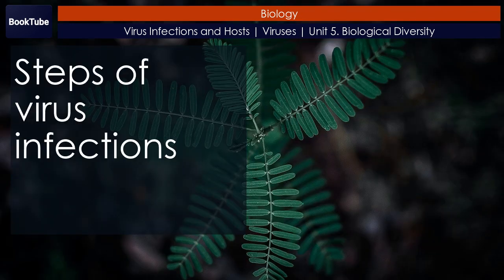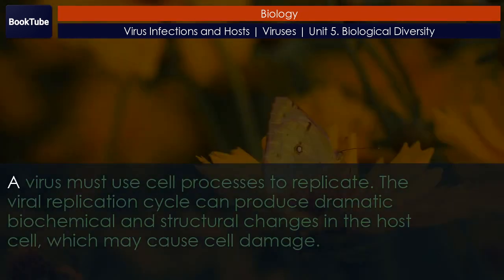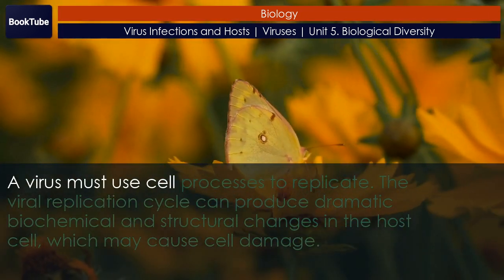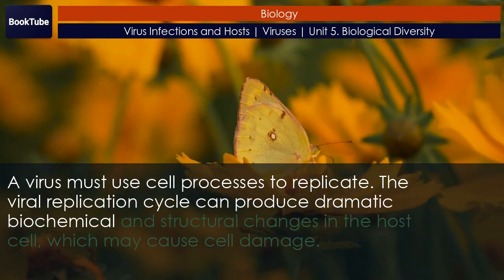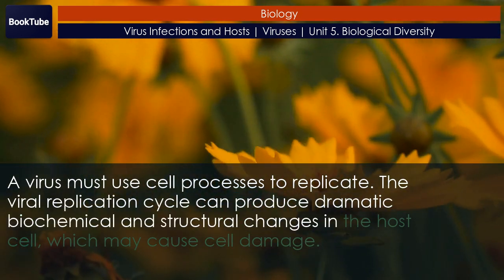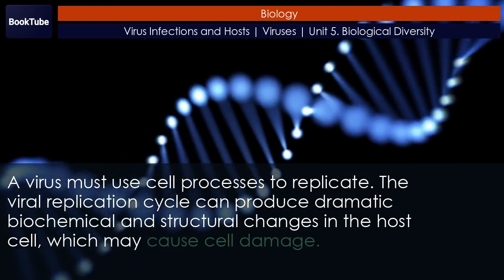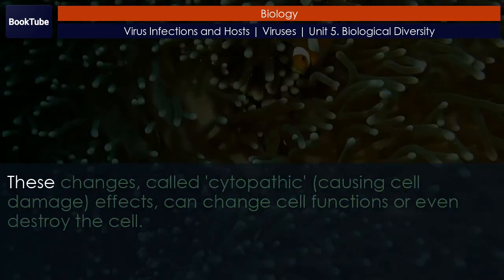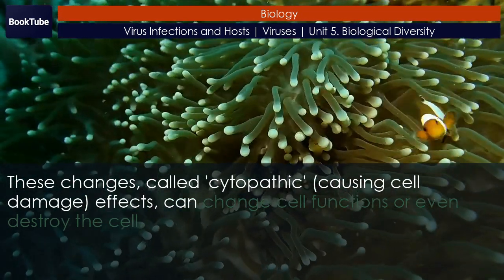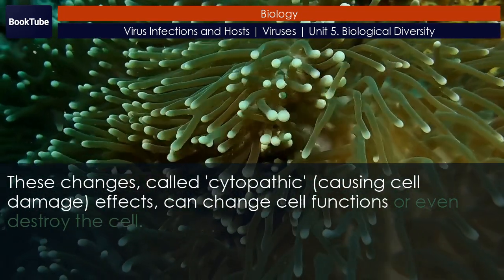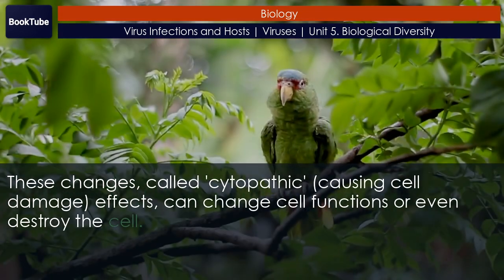Steps of virus infections. A virus must use cell processes to replicate. The viral replication cycle can produce dramatic biochemical and structural changes in the host cell, which may cause cell damage. These changes, called cytopathic effects, can change cell functions or even destroy the cell.